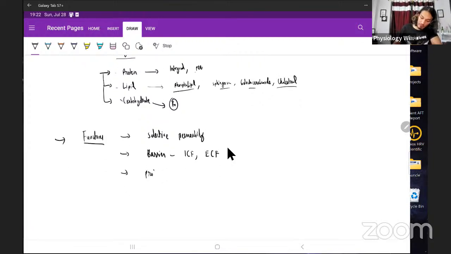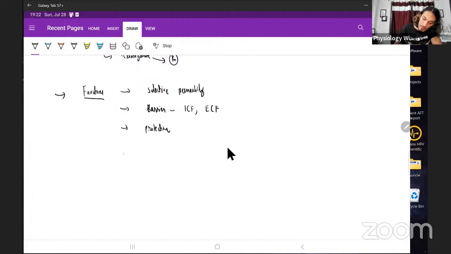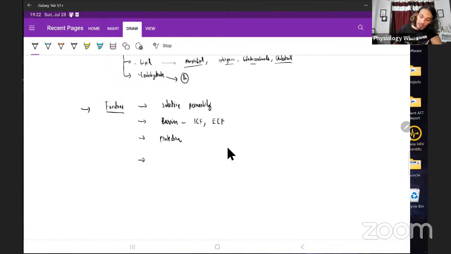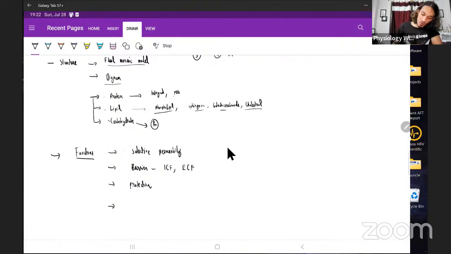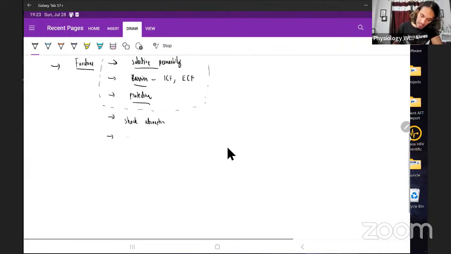Protection. So we have selective permeability, the barrier function, protection functions. Okay, so these would be the most important things you would talk about. Apart from that, various small components like shock absorption. Okay, and you can even talk about signal transduction, cell-to-cell communication.